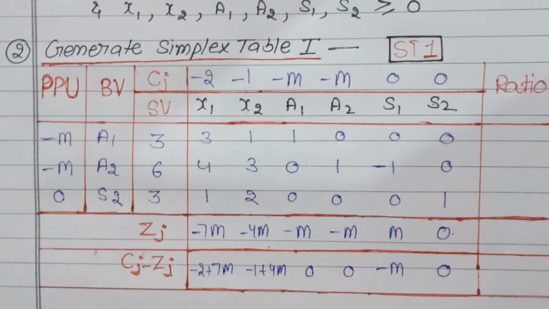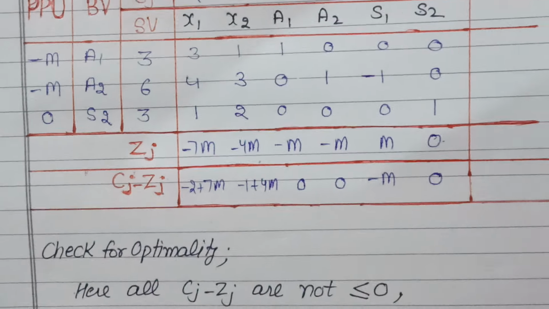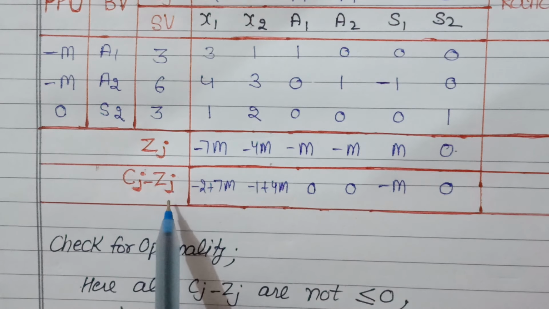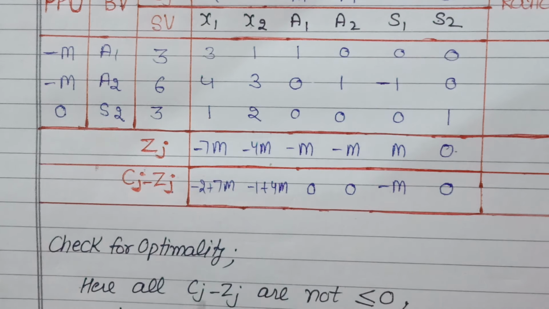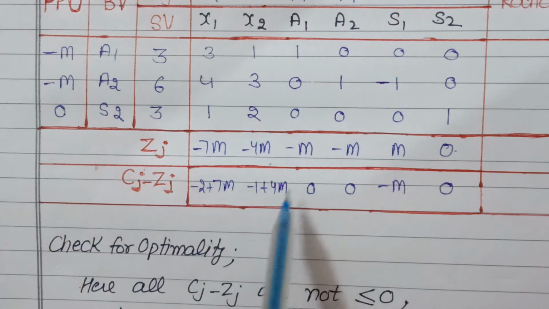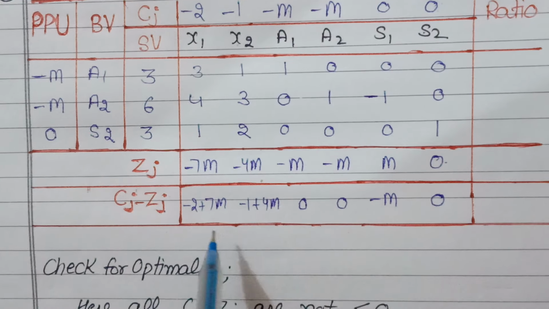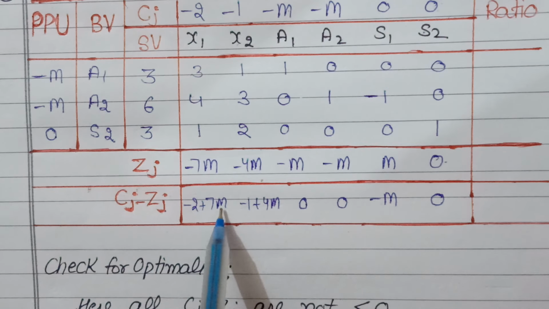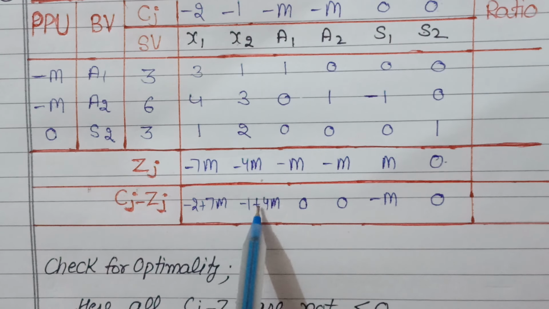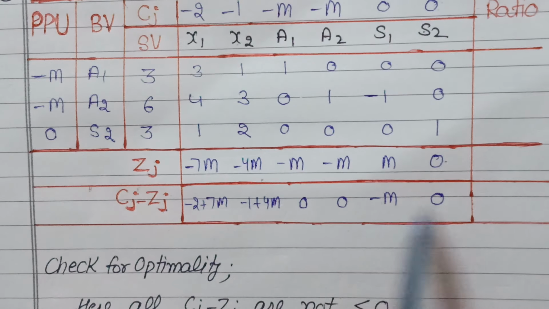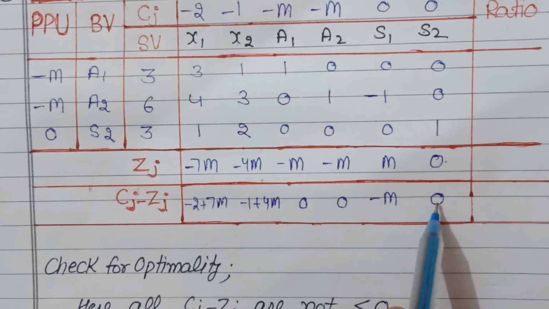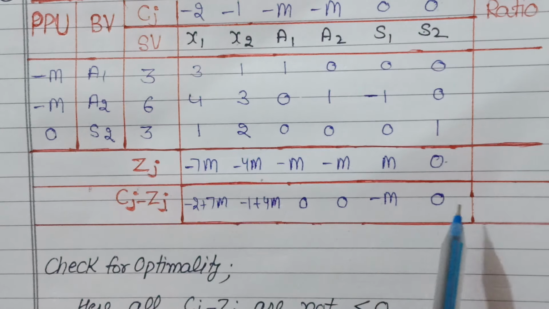Okay, now let us make an optimality check. You know that for a maximization problem, if all the values of Cj minus Zj are less than or equal to 0, the solution is optimal. Now let us check these values for this simplex table 1. Here you will see that M is a very large value, and if you subtract minus 2 from this large value, it will definitely be a positive value. Again, this will also be a positive value. So in this Cj minus Zj row, all values are not less than or equal to 0. So this is not an optimal solution.